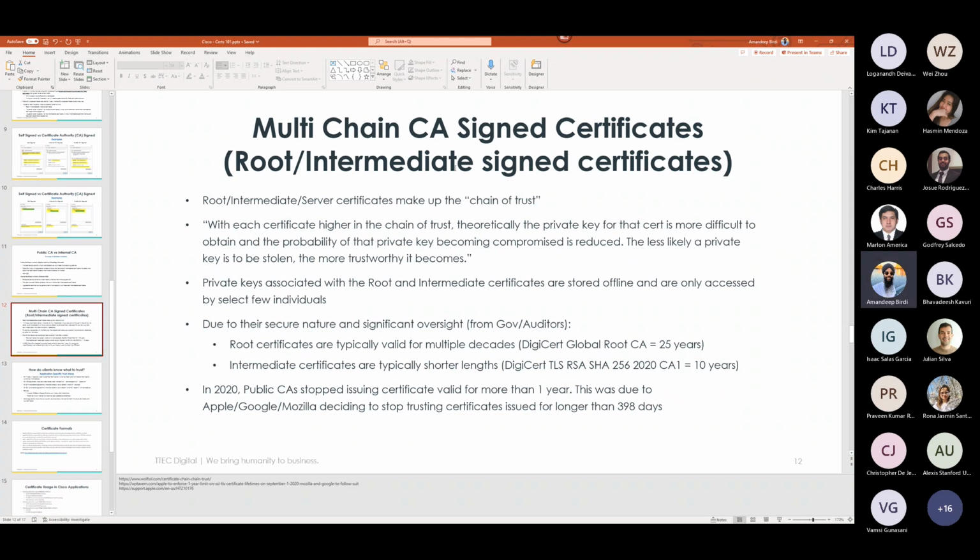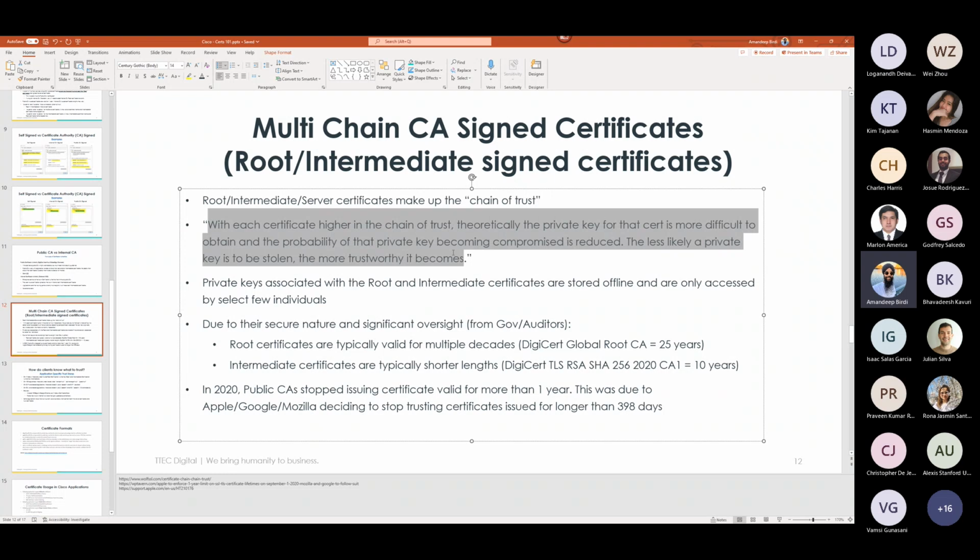So multi-chain CA sign certs, right? Again, going back to the topic of root and intermediate. I've kind of stolen some of the points on this from this web page that did a really good job of explaining and describing what the purpose is of a root and intermediate. And this one right here does a really good job, because as you go higher in the chain, it becomes more difficult to get the private key, right?